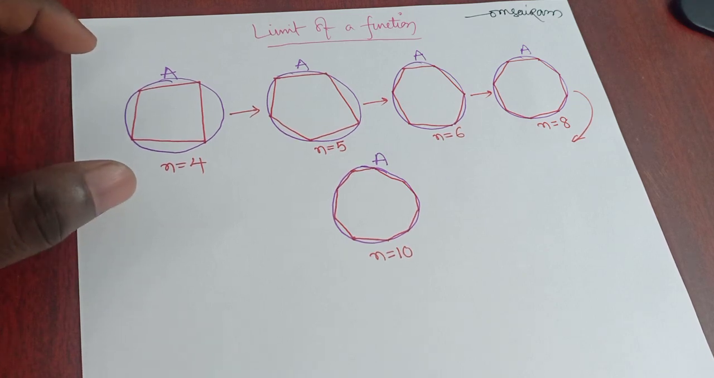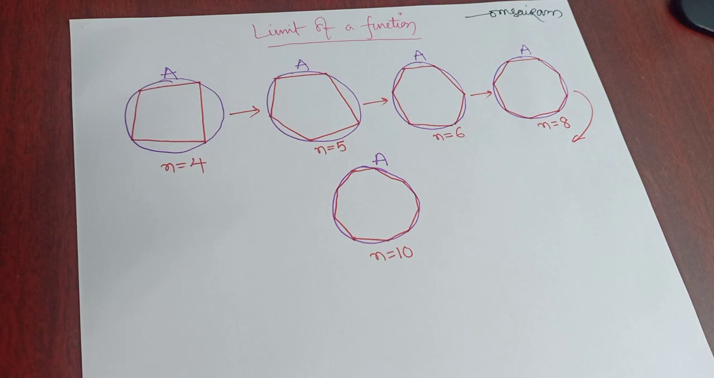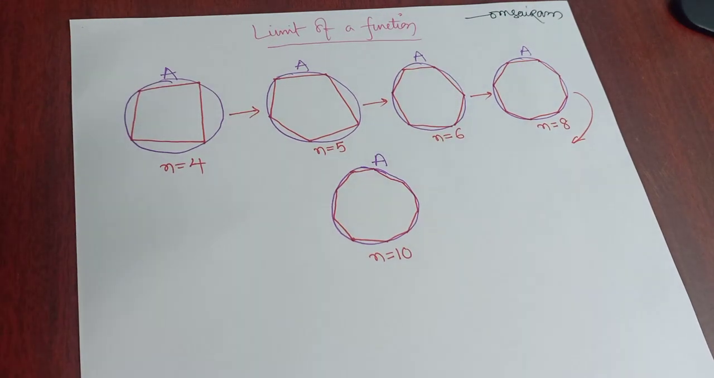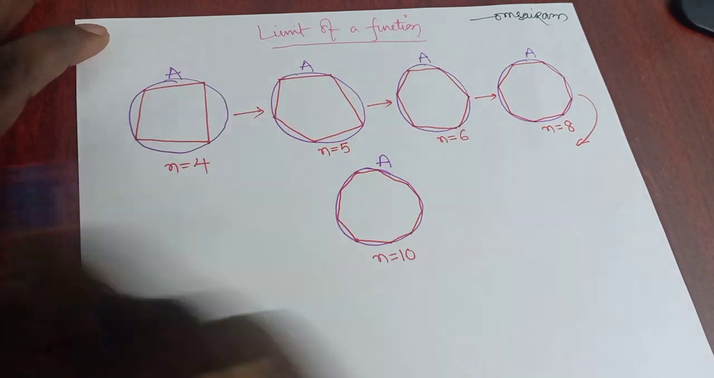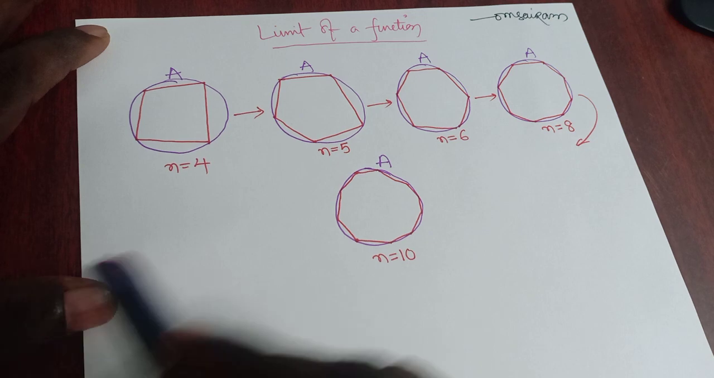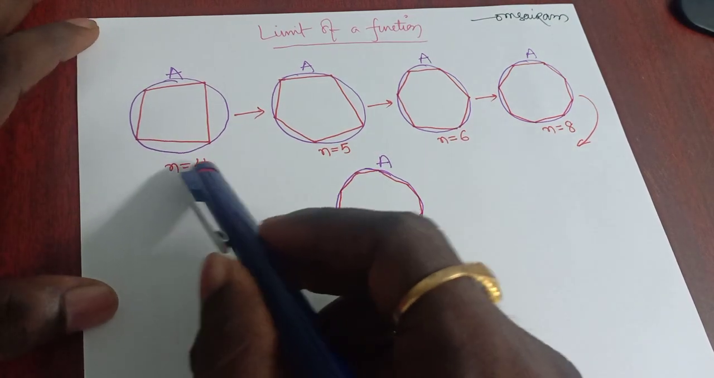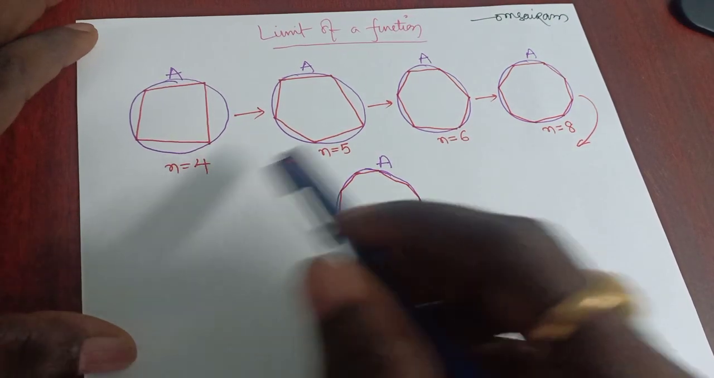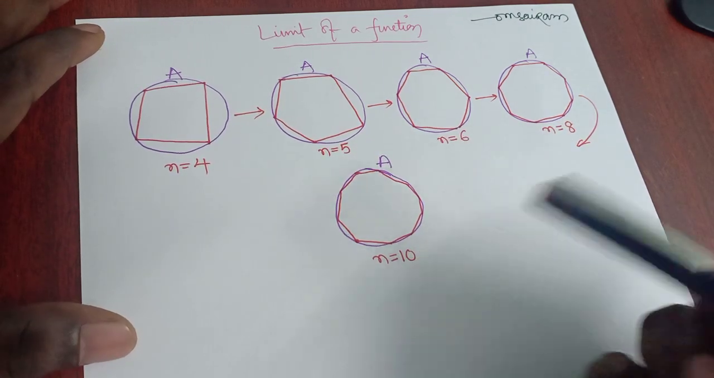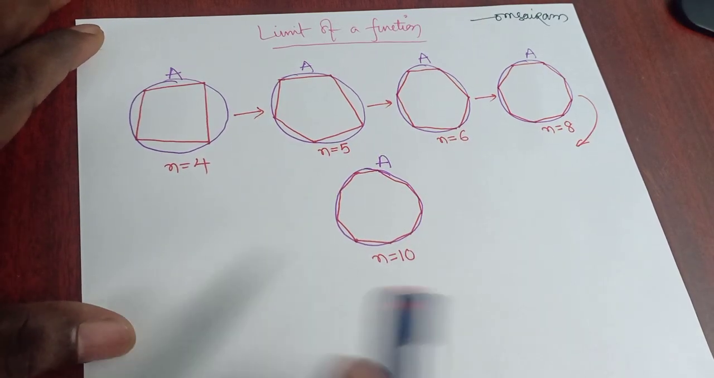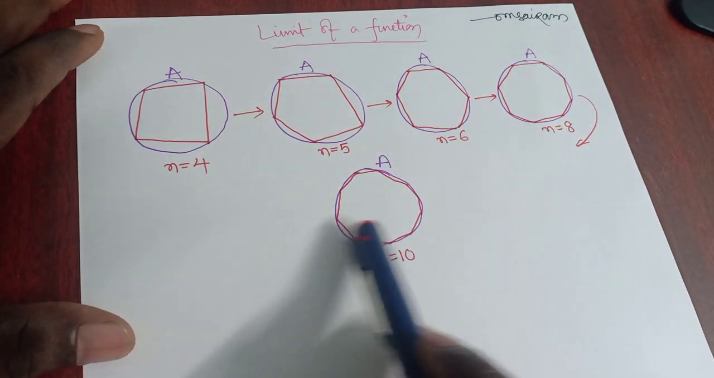So here we have 5 circles having the same area A, and polygons are inserted in the circles. The polygons are different: the first one is n equal to 4, that is a quadrilateral, then n equal to 5, n equal to 6, n equal to 8, and n equal to 10, finally a decagon. See the difference between all these 5 circles.